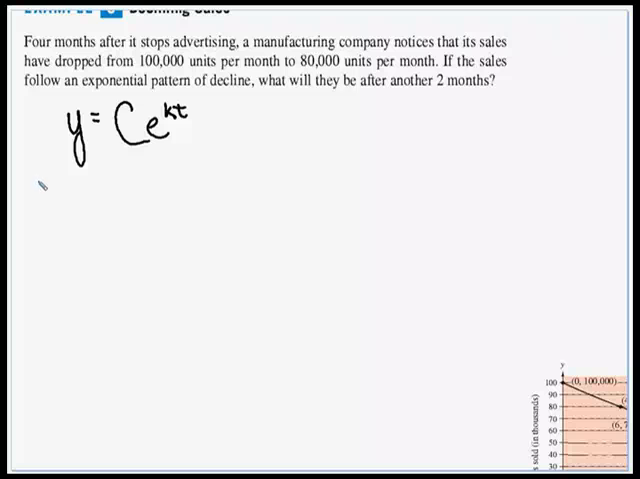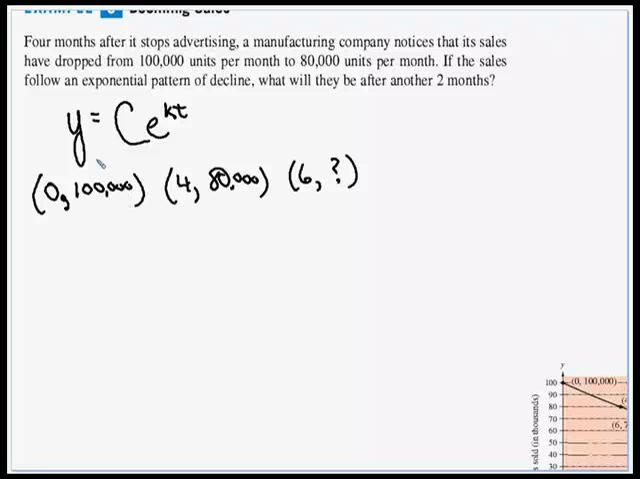We were selling at time 0, 100,000 units a month. Then we dropped the advertising budget a little bit, and 4 months later we were down to 80,000 units per month. We're trying to figure out what's going to happen 2 months after that, at time 6, month 6. What's going on with the sales? They're telling us it follows an exponential pattern of decline. We should expect it to be well under 80,000 units.